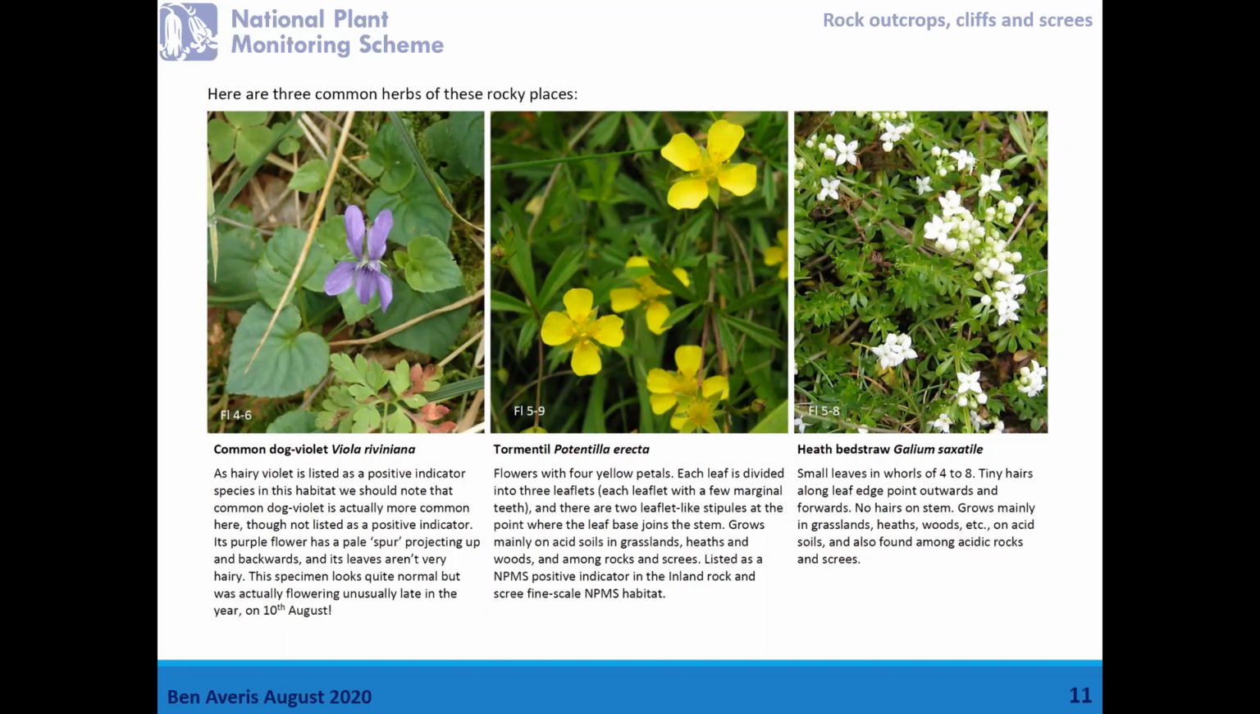Even without the flowers, you can pick it out quite easily by the leaves because each leaf has 3 leaflets. They're a narrow oval shape with relatively big teeth in their outer half. So they look quite jaggy, and some of them can look as if they have 5 leaflets, because at the very base of the leaf you can get a couple of stipules that look like miniature leaflets.